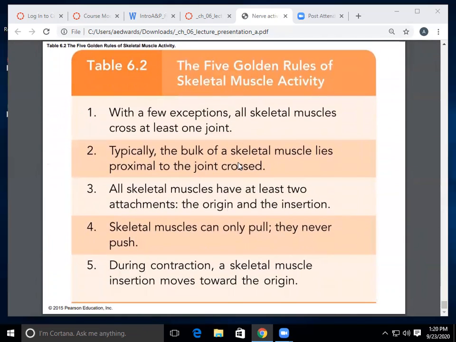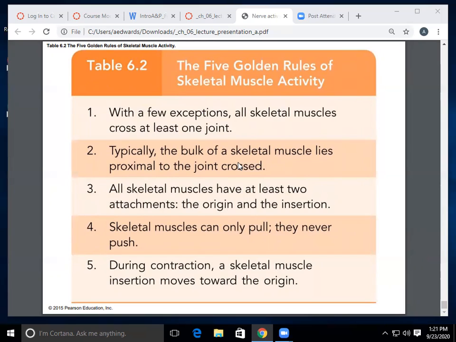All right, so we've got 5 golden rules of skeletal muscle activity. Hopefully this helps you think about the big picture. For the most part, all skeletal muscles are going to cross at least one joint. Typically the bulk of your skeletal muscle is going to lie close, or proximal, to the joint that it crosses. All skeletal muscles are going to have at least two attachments, an origin and an insertion. They'll usually attach to two places.